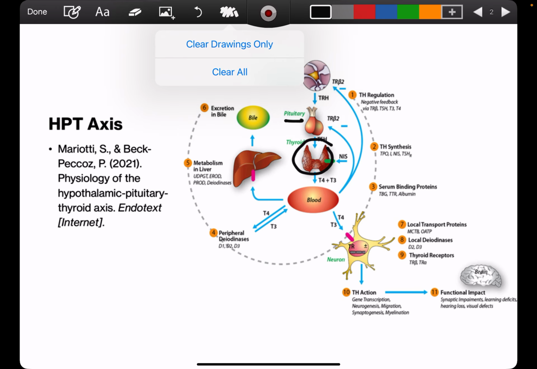Much of the T3 conversion happens at peripheral deiodinases, which is down here, if you look at step 4. It enters the blood, goes to peripheral deiodinases, and then gets converted. We won't cover too much of this on the right, or too much of the liver or bile.